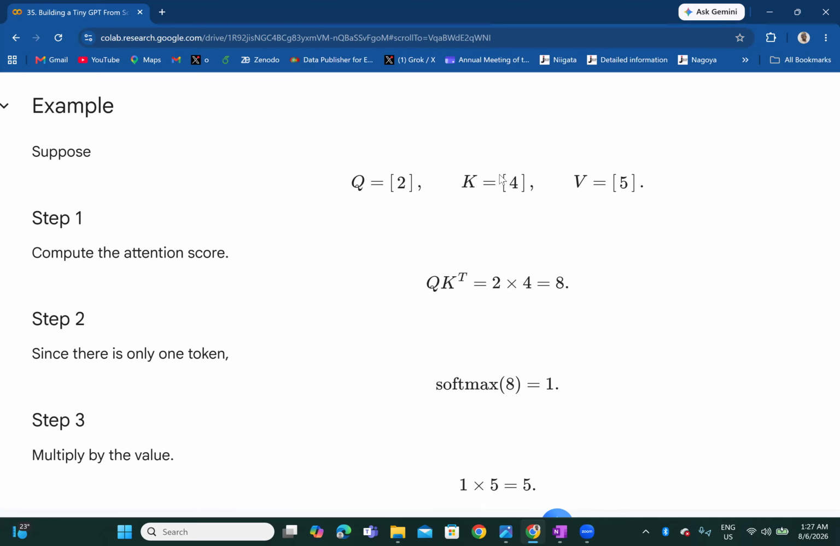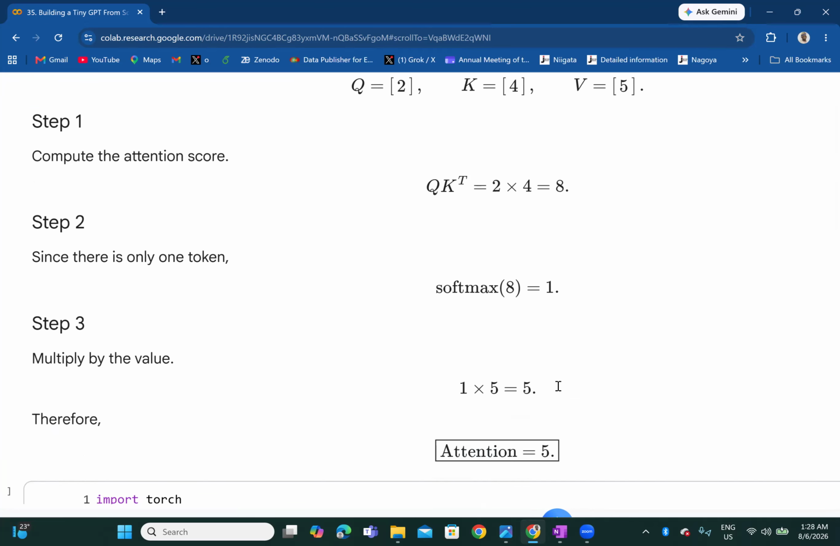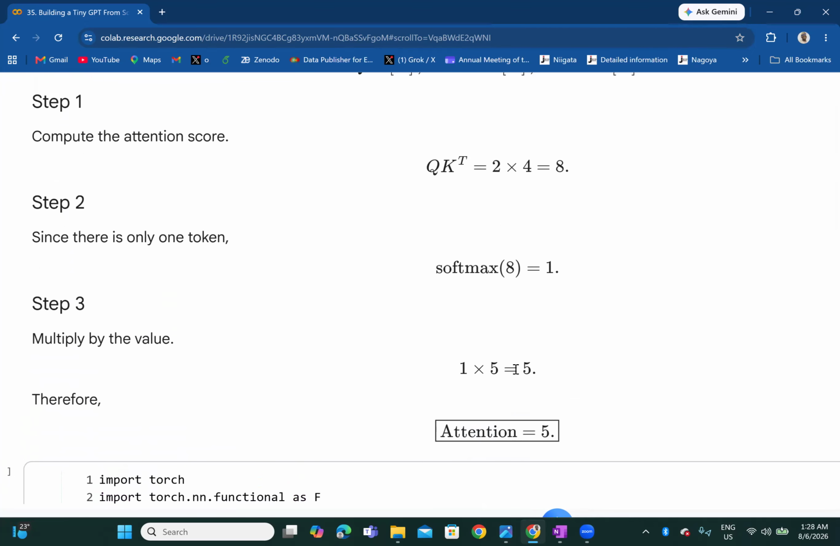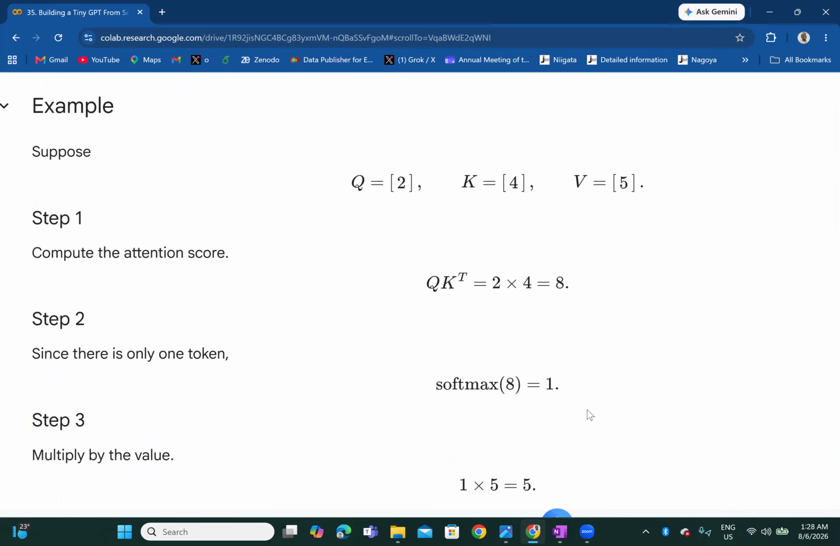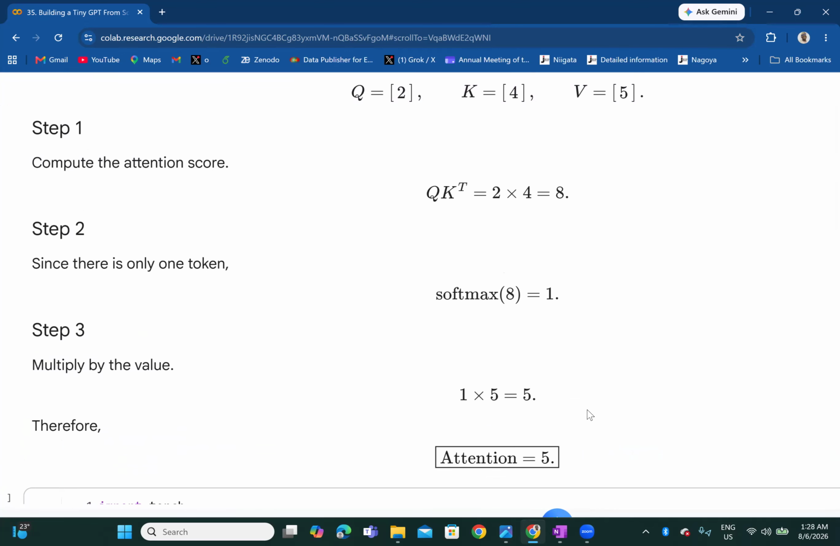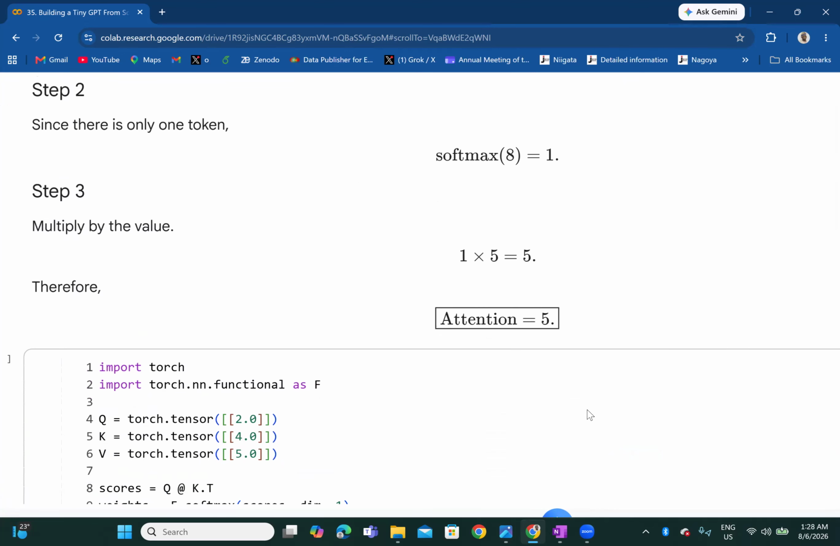And since they are just one value each, you just have 2 times 4, 8. Then since there's only one token, you compute the softmax of 8, which is e raised to the power 8 all over e raised to the power 8. And you get 1 here. And in step 3, you multiply by the value. So that's 1 times 5, and you get 5. Therefore, the attention output here is 5.